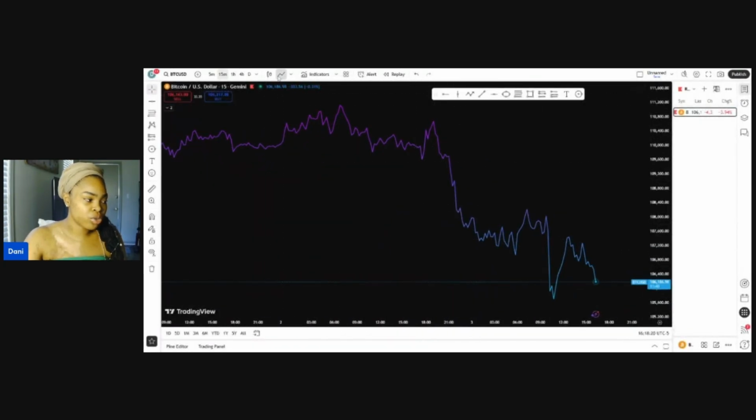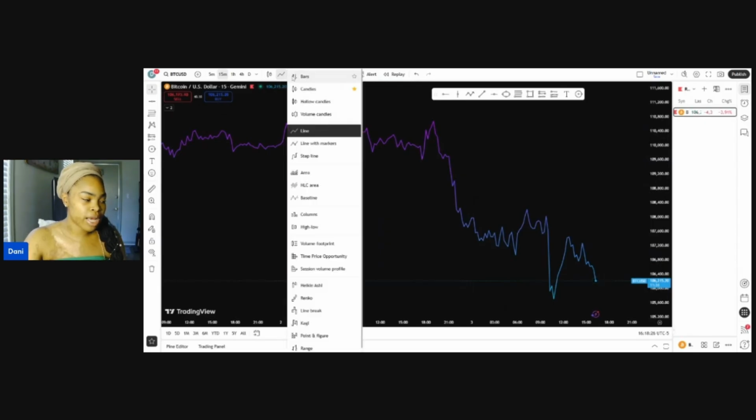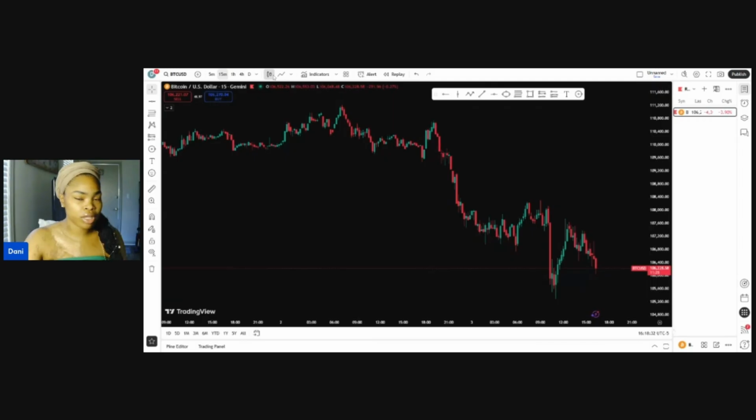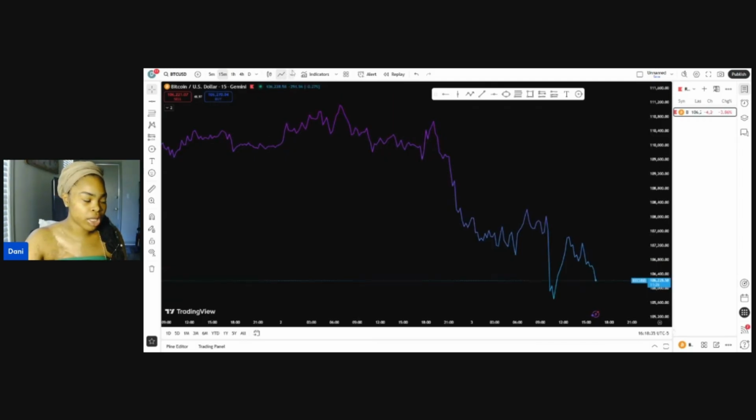This is what your chart should look like. We just change it to a line chart. You can switch back and forth. If it doesn't look like this for you, you can just press this drop down bar, and you're going to interchange between candles and line charts. But I primarily focus on candle charts. That's why it didn't look like that at first.